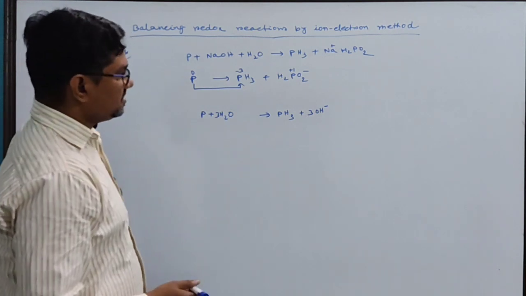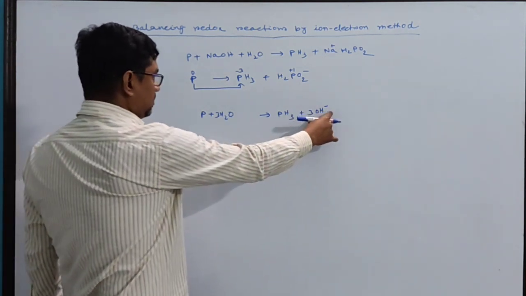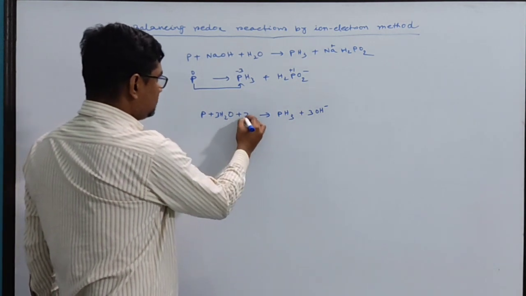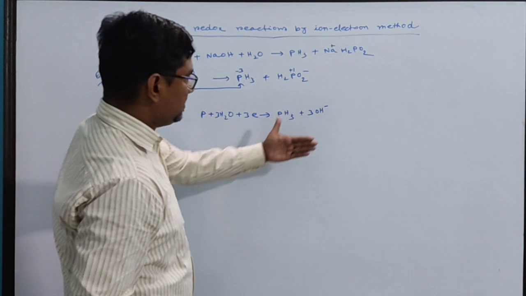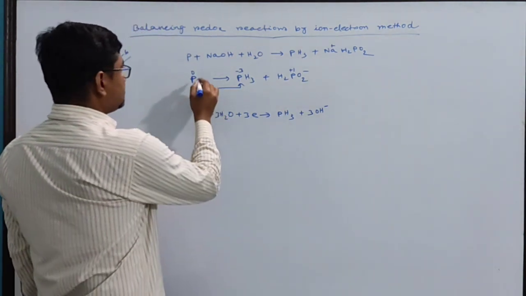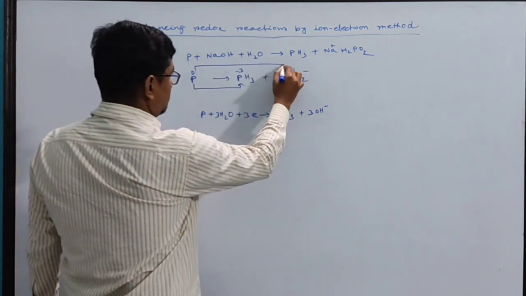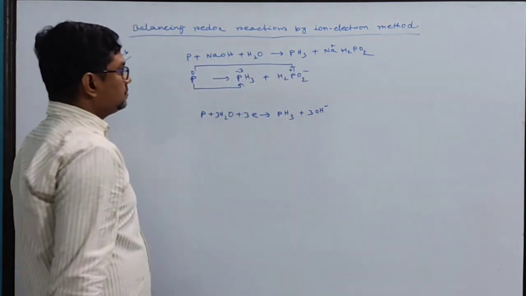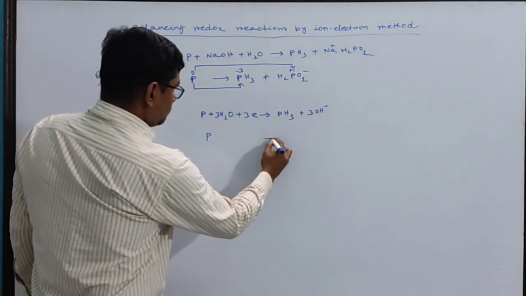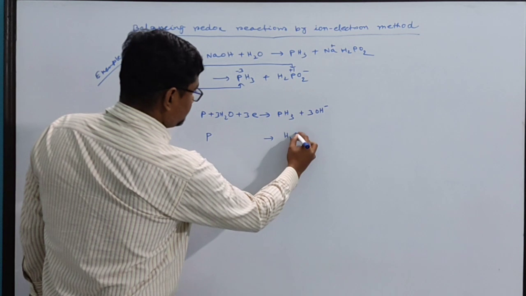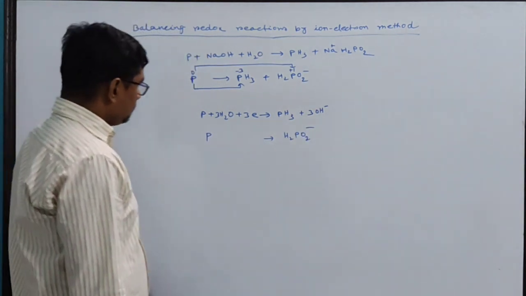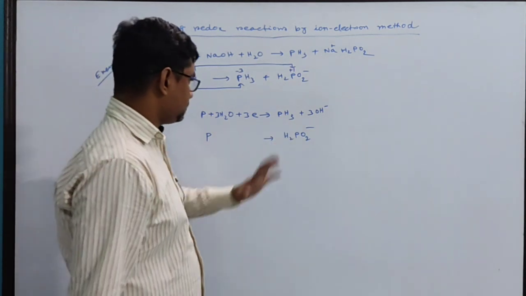Okay, now balance the charge. Here 3 negative ions are there, but no charge in the left hand side. So if we add 3 electrons here, that will balance everything, means charge and atoms. Okay, this is the first process, and the second process is phosphorus is going to H2PO2 minus. Okay, one phosphorus is balanced.